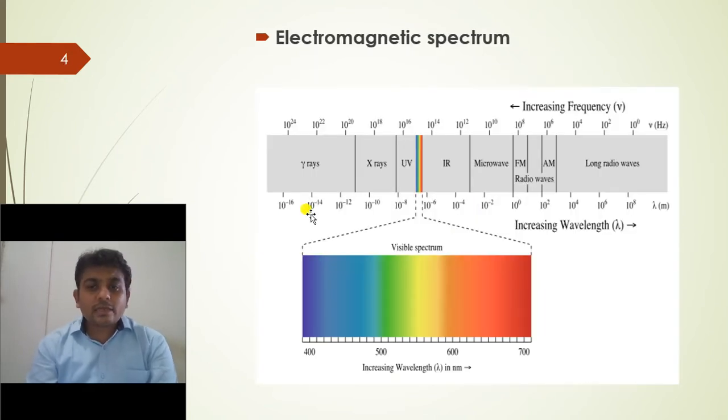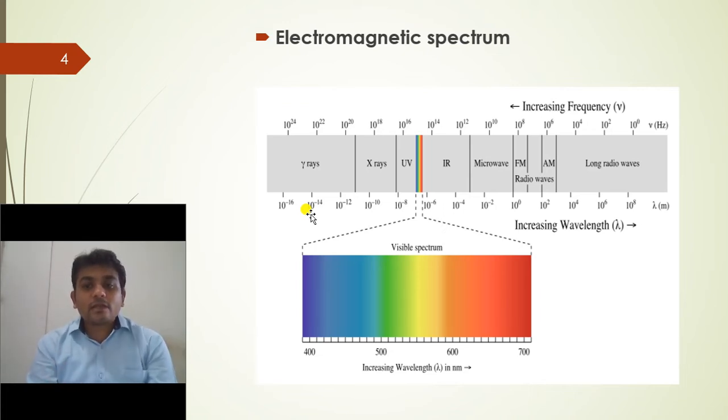Now, if you see the diagram which has been shown here, this is an electromagnetic spectrum. If you see towards your extreme left hand side, it is the gamma rays, and if you see towards your extreme right hand side, they are the long radio waves. So if you move from gamma radiation towards the long radio waves, you can see that the wavelength of the radiation increases, but the frequency of the radiation decreases.